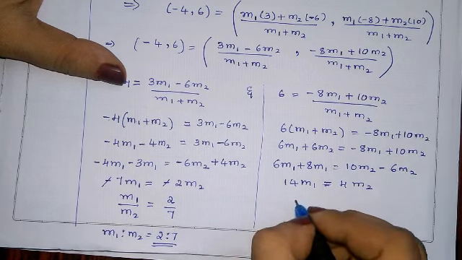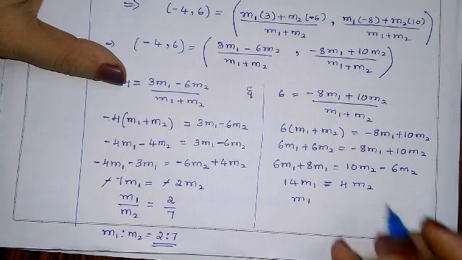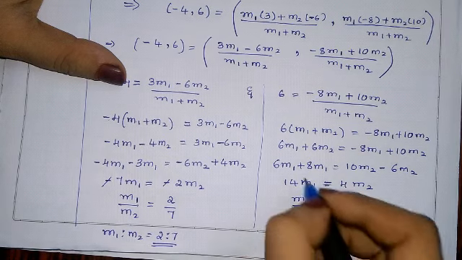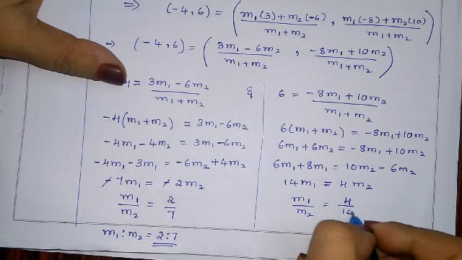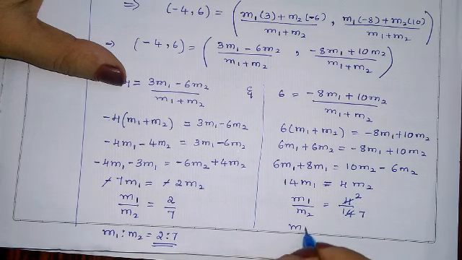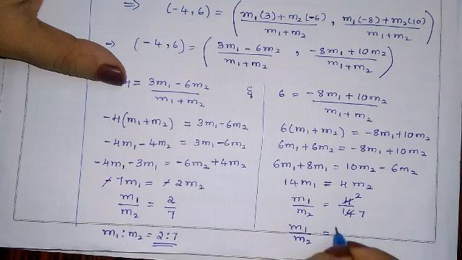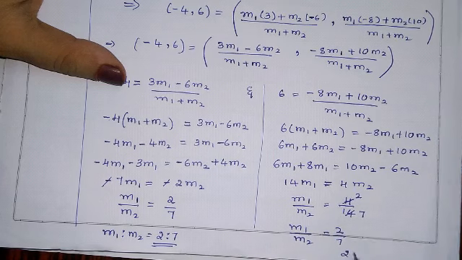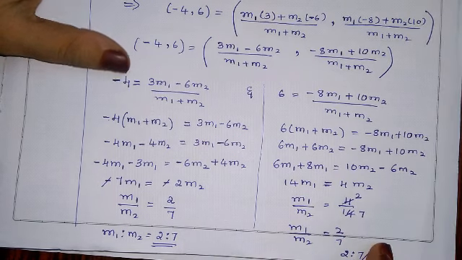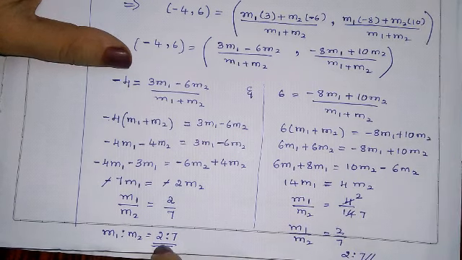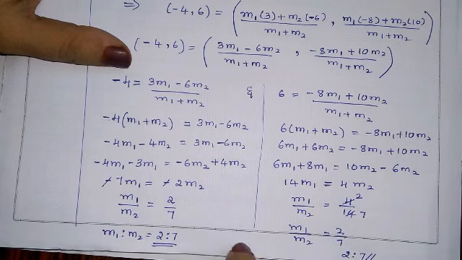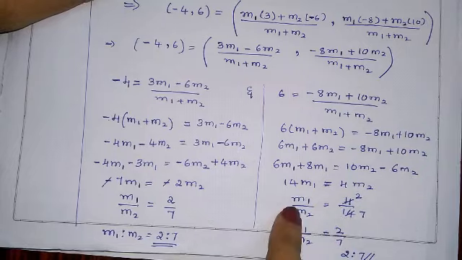Okay, now m1 this side as it is we will keep. m2 if I bring, it gets divided. 4 as it is, 14 if I take like this, 2 2s are 4, 2 7s are 14. We got m1 upon m2 is 2 by 7, that is 2 is to 7. Same ratio only you should get. So they have asked in what ratio, that ratio is 2 is to 7. Like this way you have to solve this problem, which is very easy.